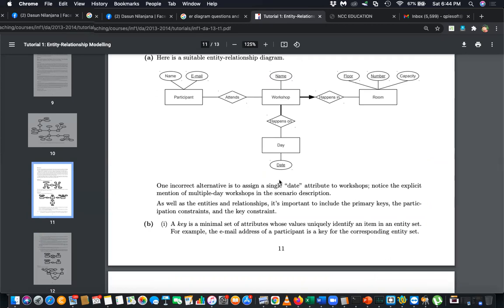Because it mentioned, notice it explicitly mentioned that multiple day workshops.